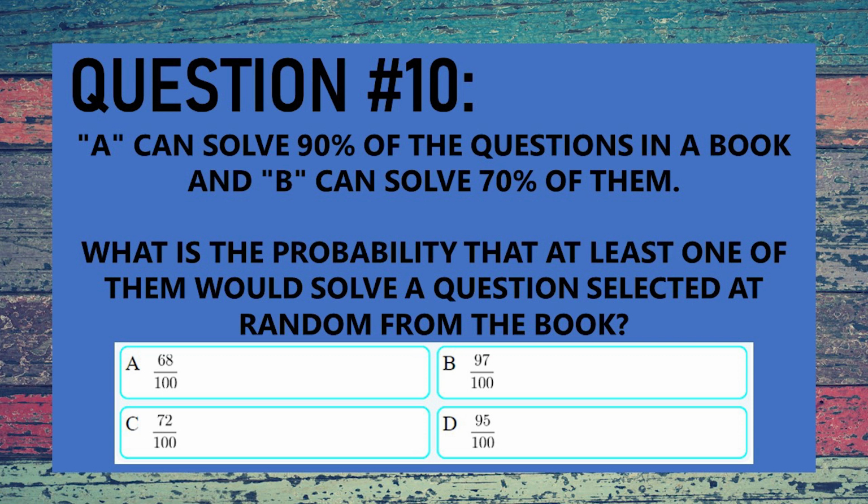Letter A, 68 over 100. Letter B, 97 over 100. Letter C, 72 over 100. Or letter D, 95 over 100.